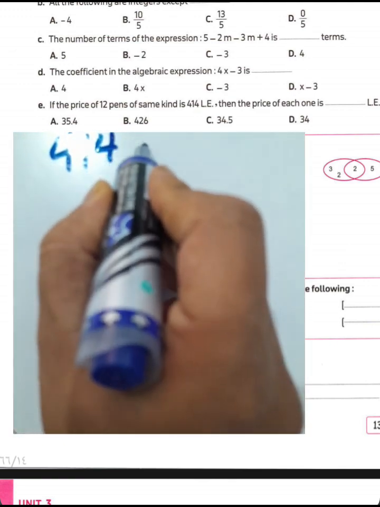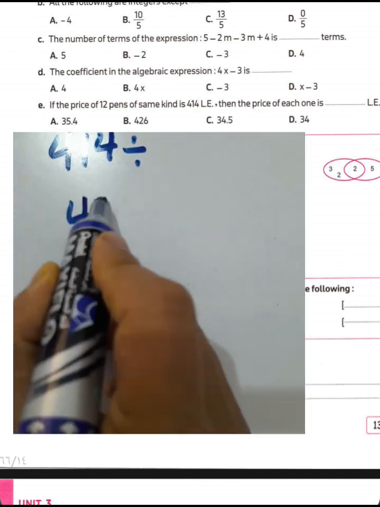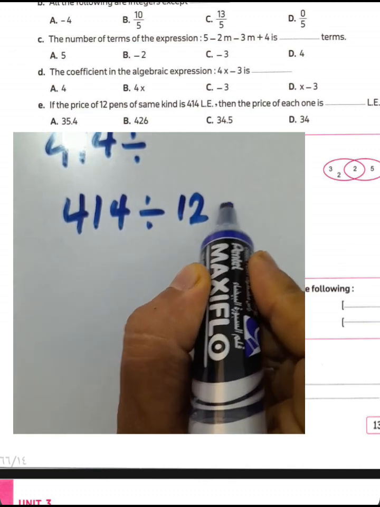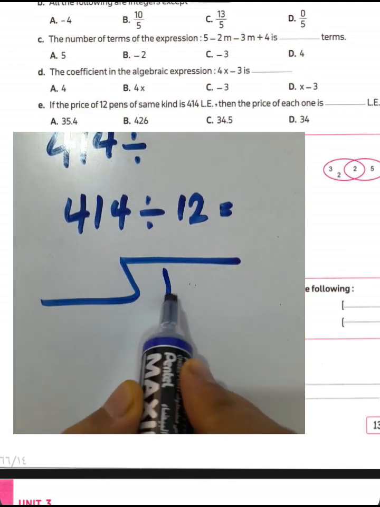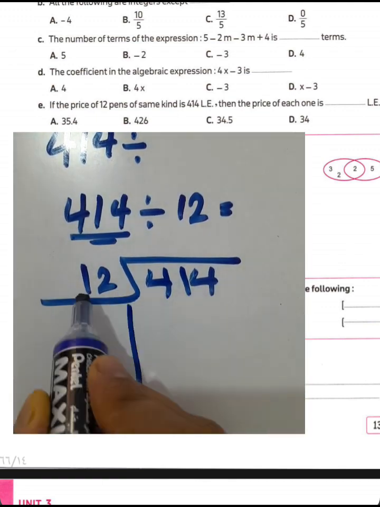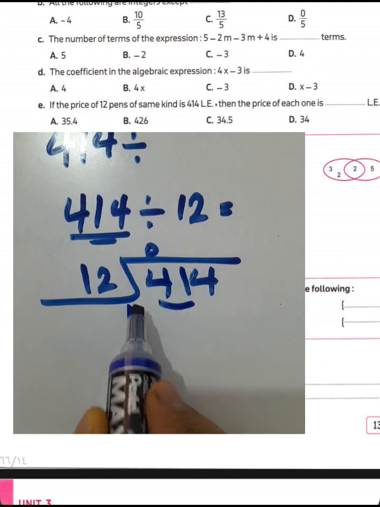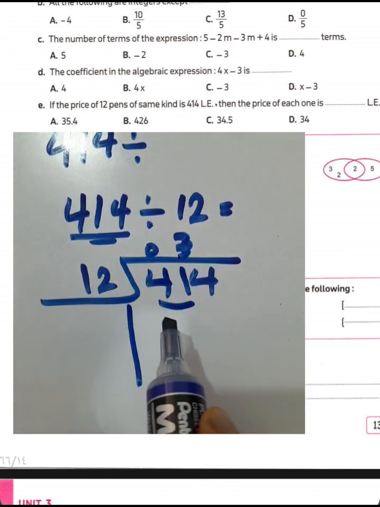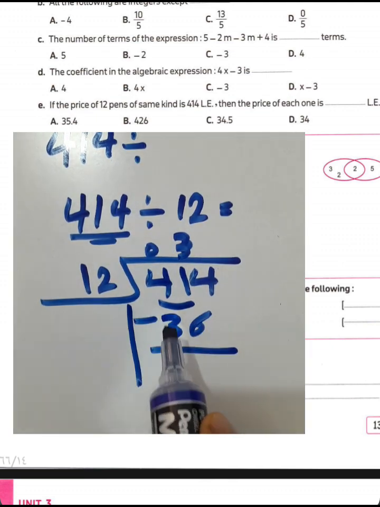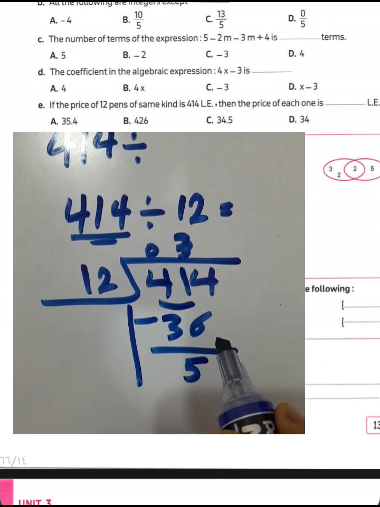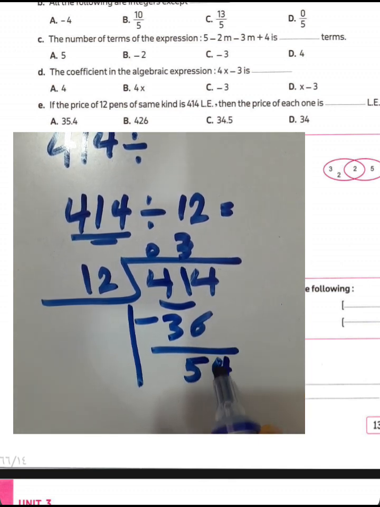414 divided by 12. You can use long division. 414 is the dividend and the divisor is 12. 4 divided by 12 we can't do. 41 divided by 12 equals 3, because 3 times 12 equals 36. 41 minus 36 equals 5. Understood? And then drop 4 here. 54 divided by 12.